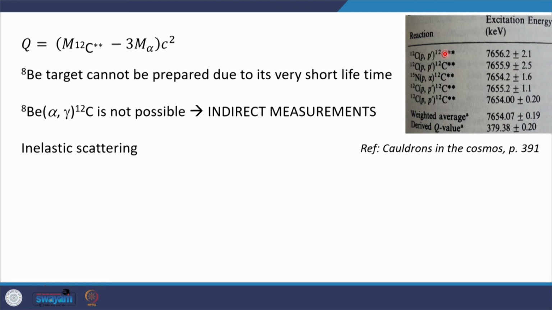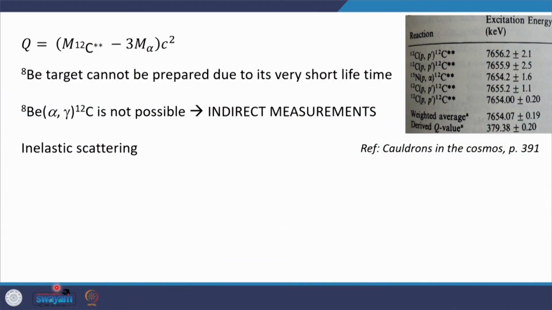You detect those 3 alpha particles using charged particle detectors like silicon surface barrier detectors, or you can use cesium iodide charged particle detectors. So, take a set of charged particle detectors and measure 3 alpha particles in coincidence. Their count rate will help you in finding out the cross section of this triple alpha process. So, this table shows you measurements performed by various researchers across the world, how the excitation energy can be measured, and finally, the Q value is coming out to be like 379.38 MeV.